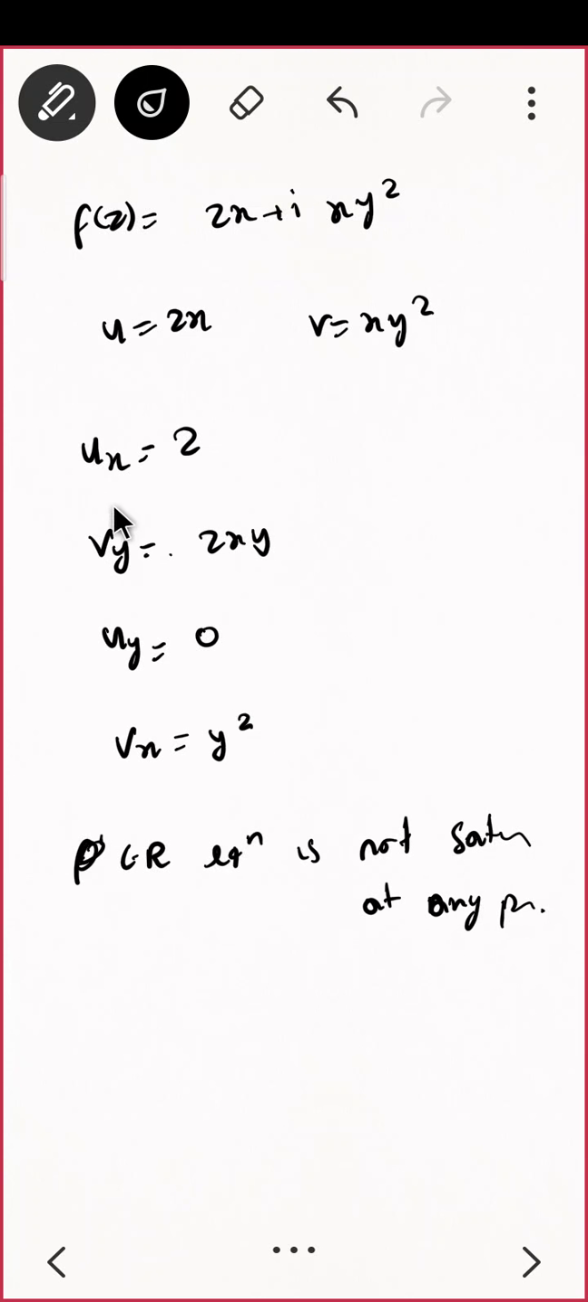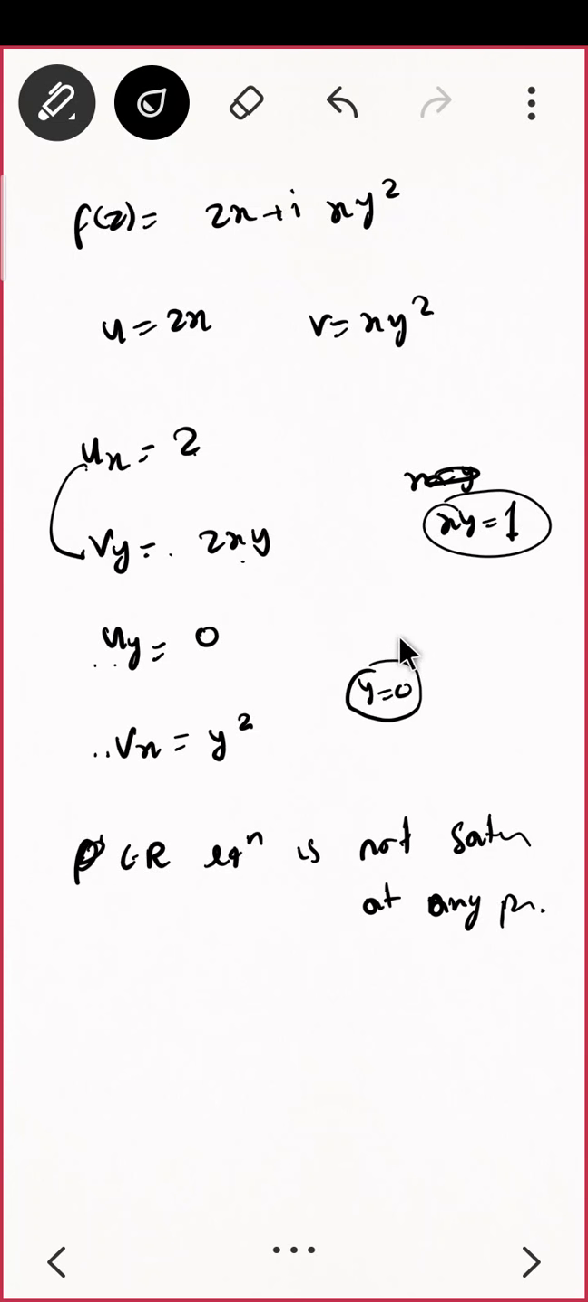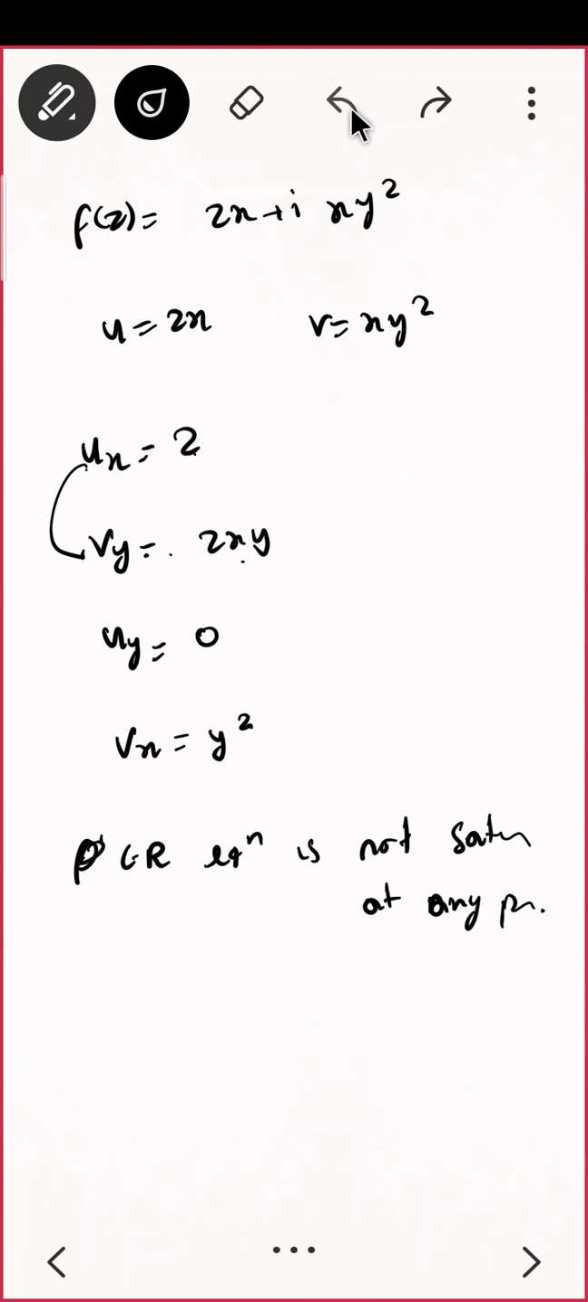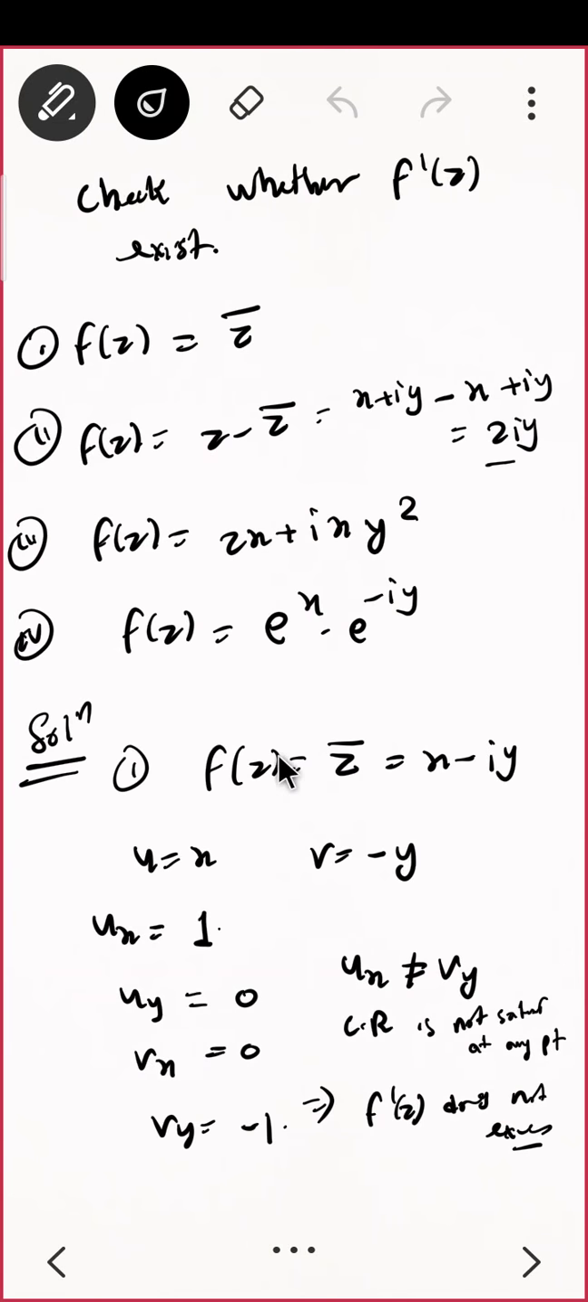Because if I want to say ux equal to vy, then I have to have xy equal to 1. x into y must be 1. Correct? But if I want to say uy equal to minus vx, I should have y equal to 0. So if y equal to 0, then the first is not satisfied. Correct? So there are no points such that both conditions are true. I hope you understand that. So this implies f dash does not exist at any point.